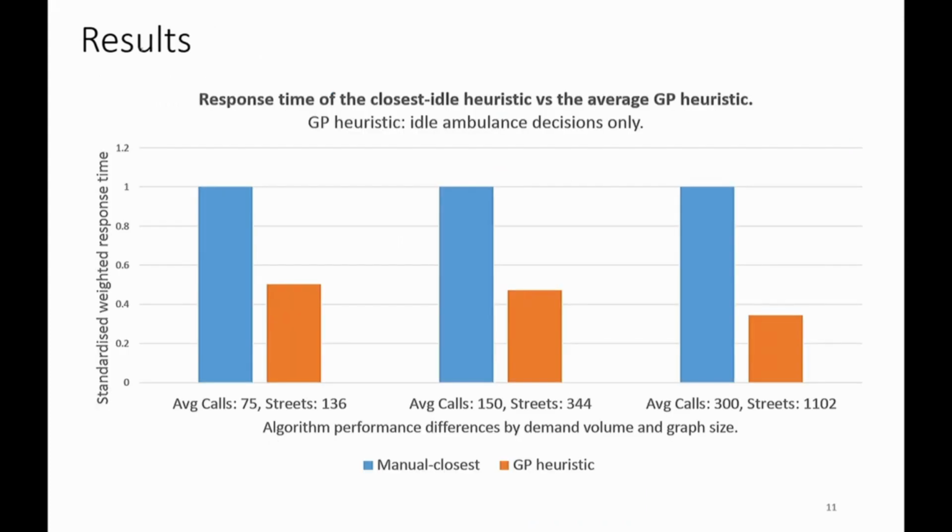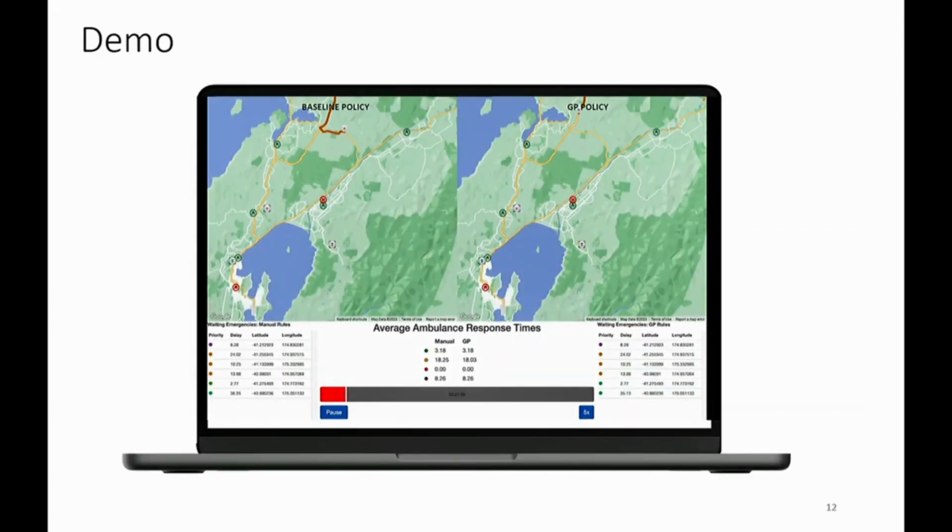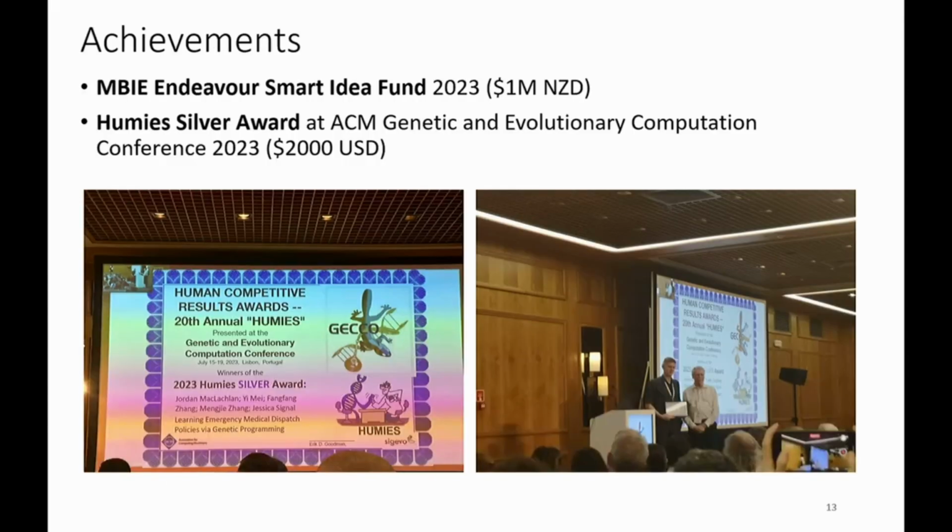And we got some results. For different scenarios we test, we compare with the way that the Wellington Free Ambulance dispatchers are actually working. On some scenarios we can get a huge improvement. We also made a demo, and we compared the baseline which is being used with how we use machine learning to learn the policy. And you can see the decision is different.